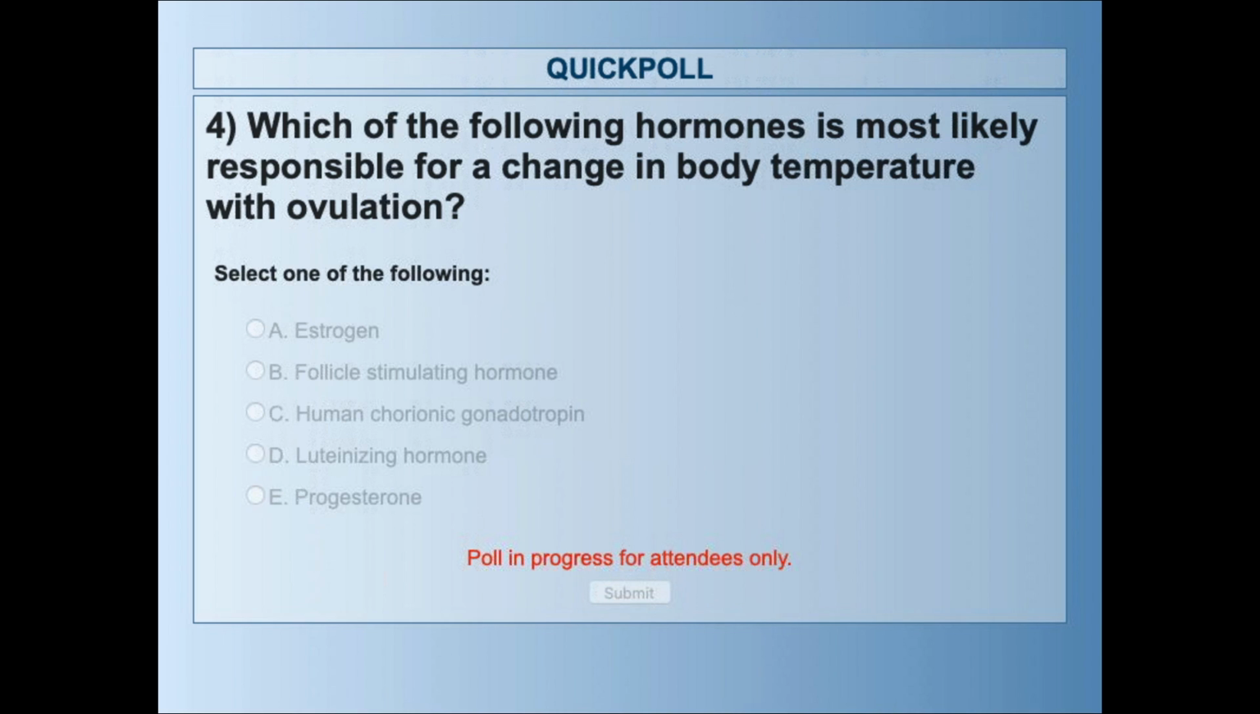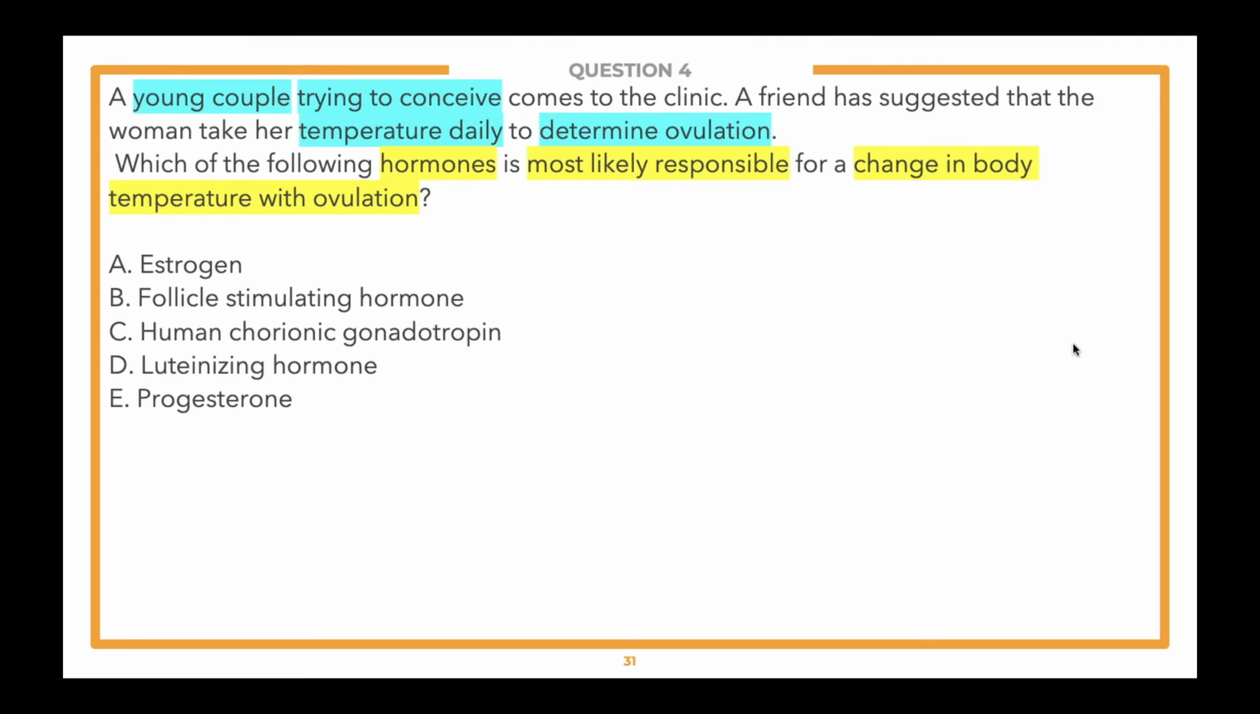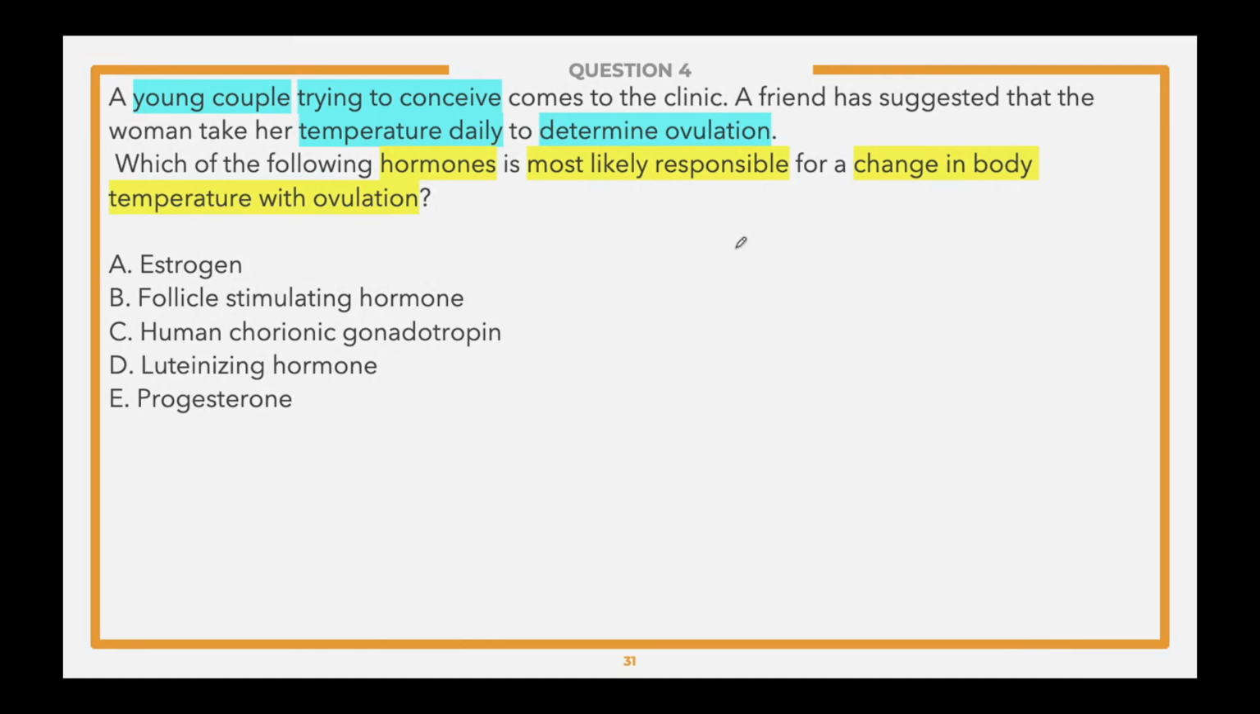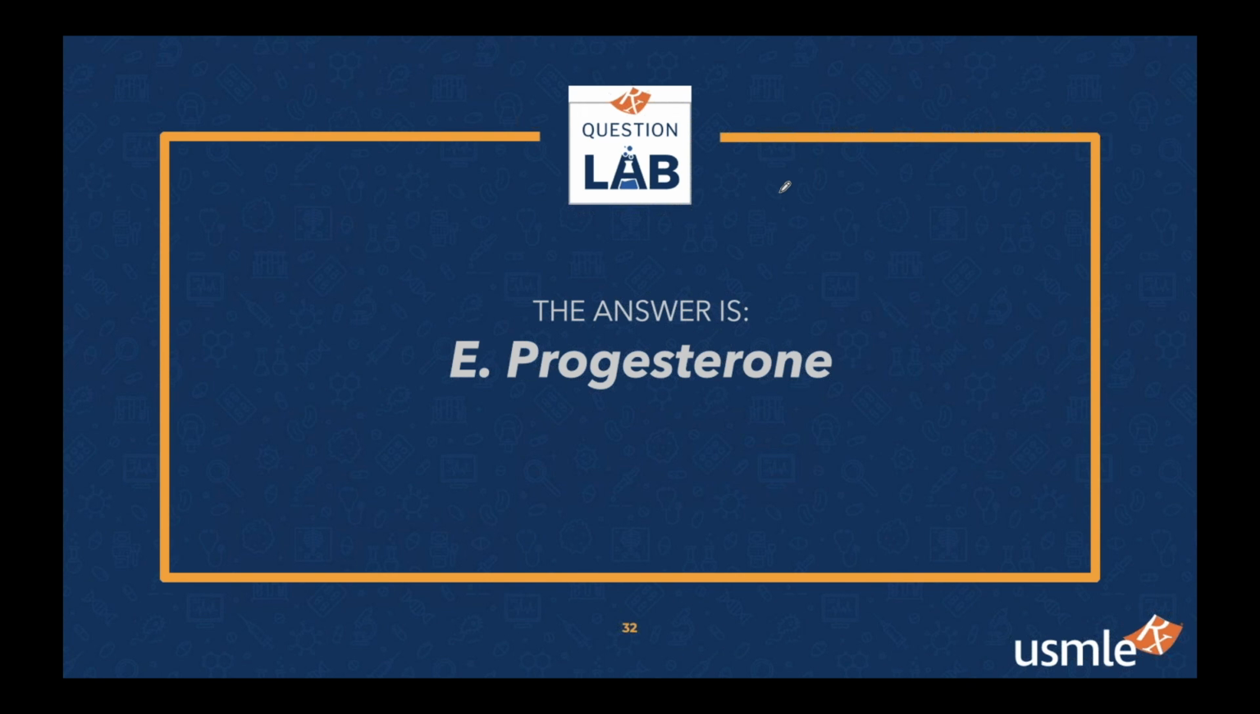I see the responses coming in. We'll wait a few more moments. Today has been, by average, the best responses and the most percentage correct out of any question lab we've done, so great job to all of you. Let's take a look and see what you selected. In first place with 48% was progesterone, and second place with 25% was luteinizing hormone. And B and A were pretty much tied for third place, estrogen and follicle stimulating hormone. So let's take a look and see what the correct answer is. And the correct answer is indeed E, and 48% of you got it right.